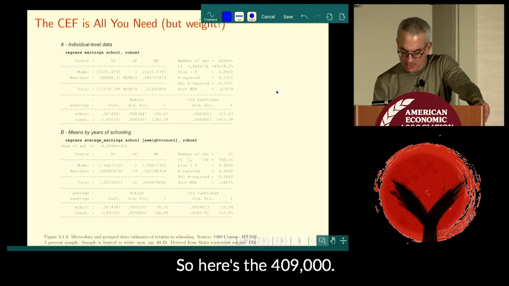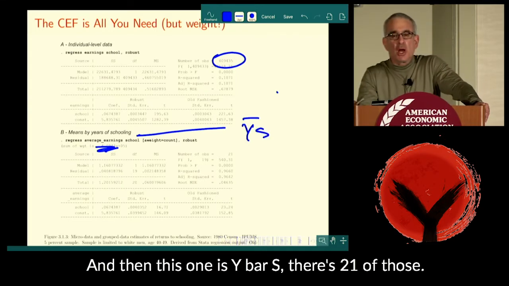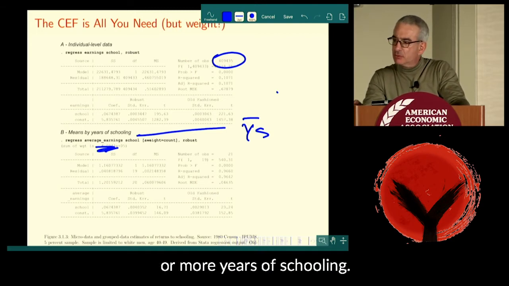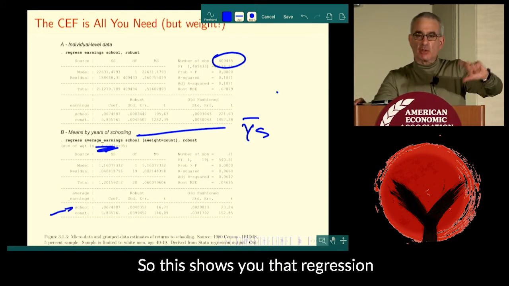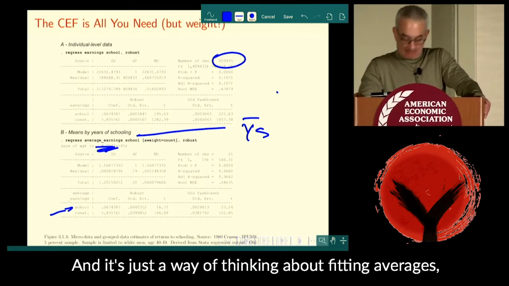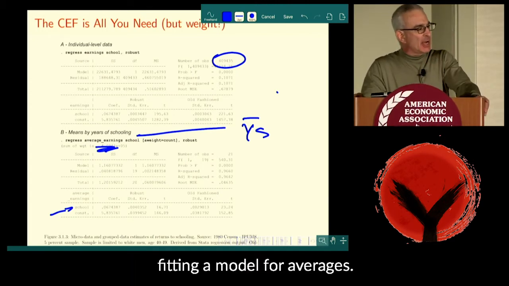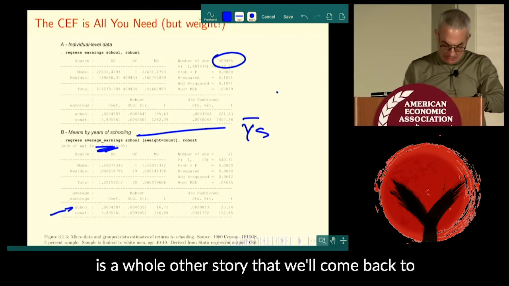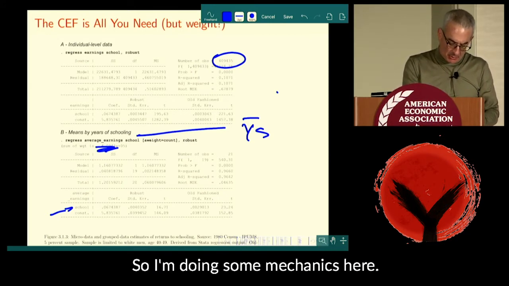So here's the 409,000, and then this one is y bar s. There's 21 of those: no schooling, 1 year of schooling, up to 20 or more years of schooling. Algebraically the same. So this shows you that regression is tightly linked to the conditional mean function. It's just a way of thinking about fitting averages, fitting a model for averages. The causal interpretation of the model for averages is a whole other story that we'll come back to, that I've diverged from for the moment. So I'm doing some mechanics here.